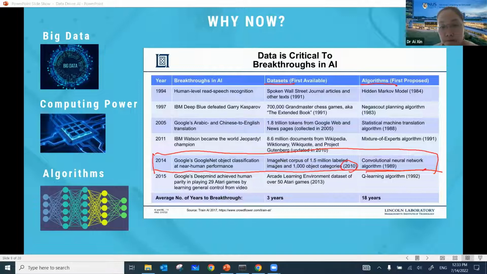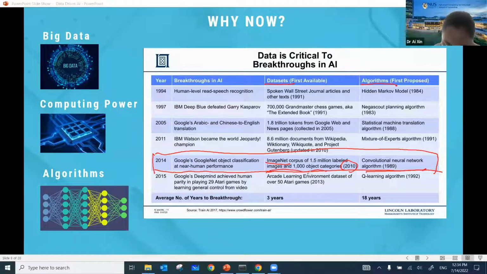Some people from Stanford created this ImageNet competition. They assembled 1.5 million labeled images with 1,000 object categories. It includes many animals, vehicles, etc. I think they took 2 to 3 years to assemble those images. Then they opened the images to everybody, to the public, so everybody could use those ImageNet images to train their models.